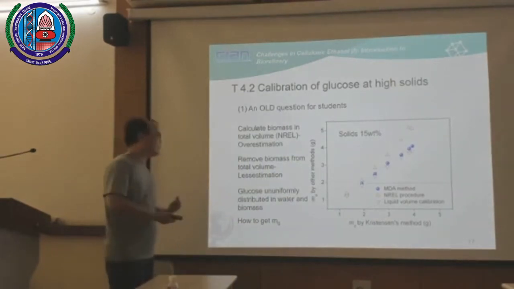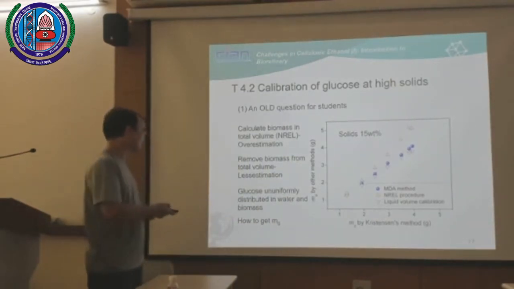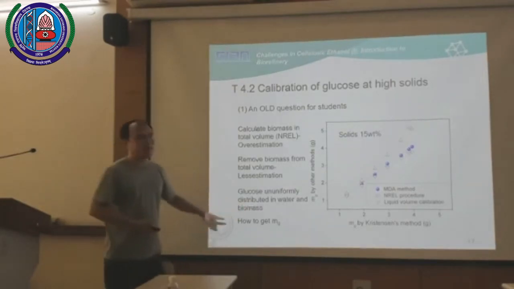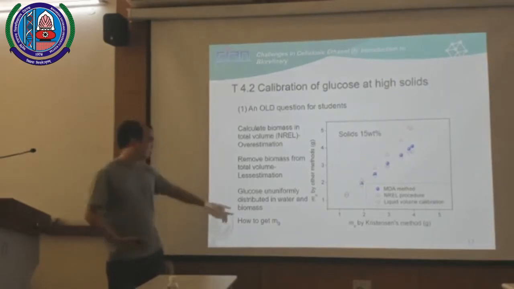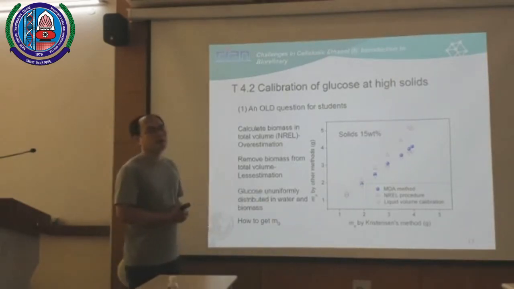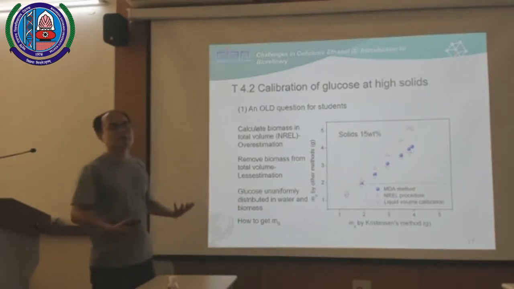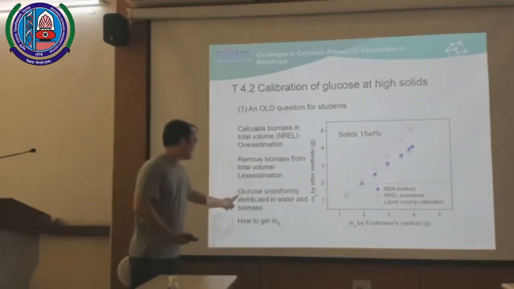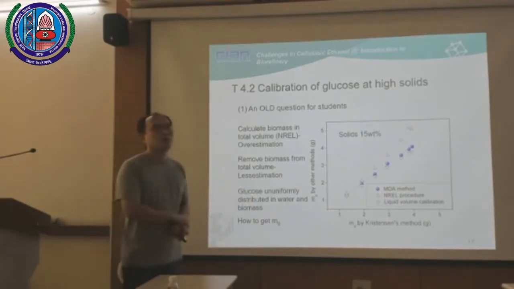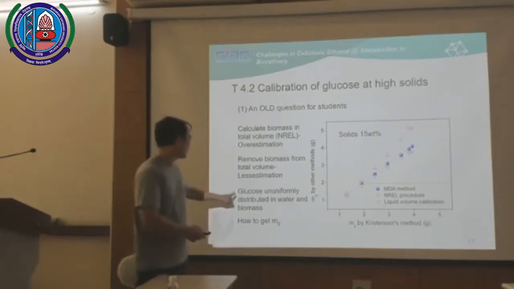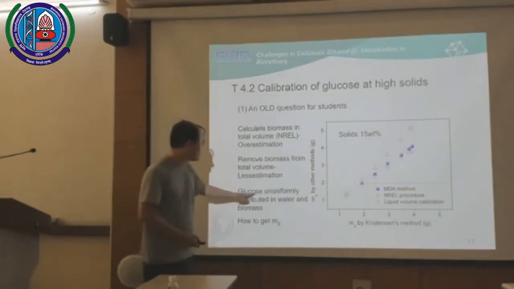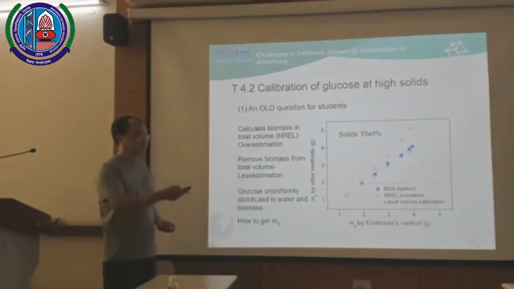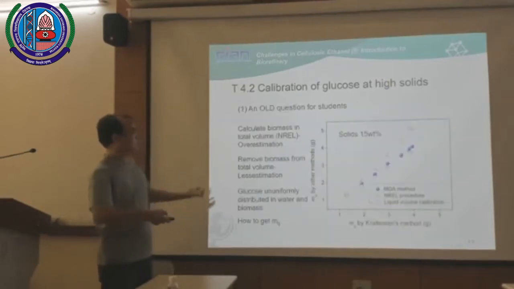So I developed a new method, and I concluded that glucose is distributed in both water and biomass, uniformly. We can take the biomass as, for example, activated carbon. It also absorbs the glucose, but in which part does glucose have a higher concentration? For example, is glucose enriched in water or enriched in biomass? We don't know. So my research starts from this question.